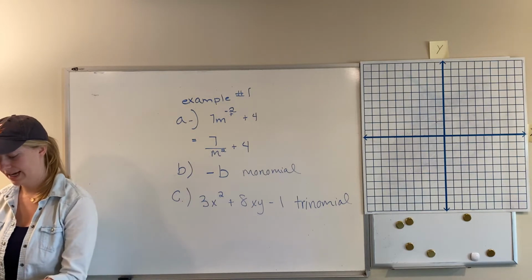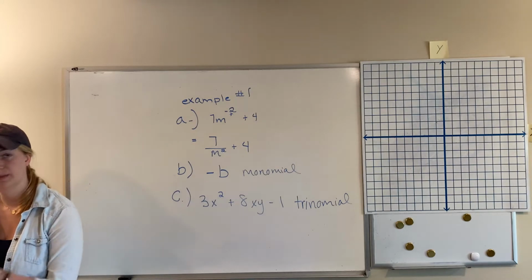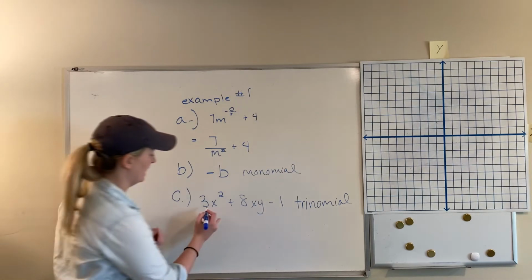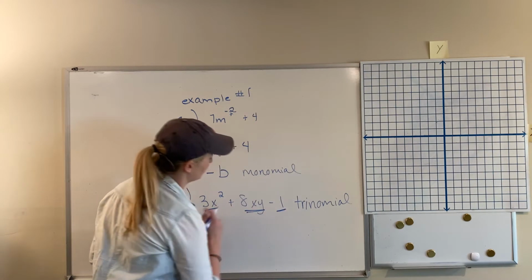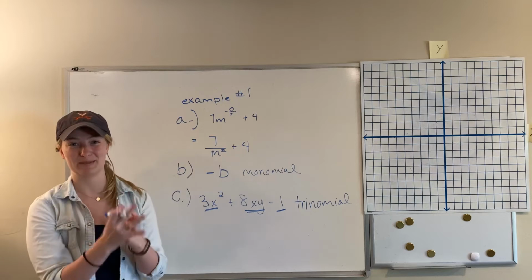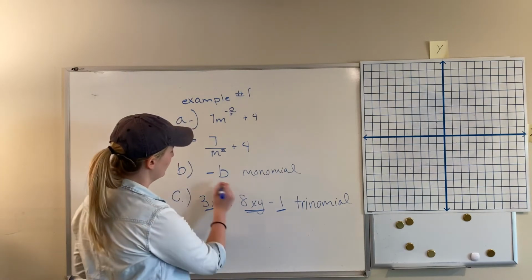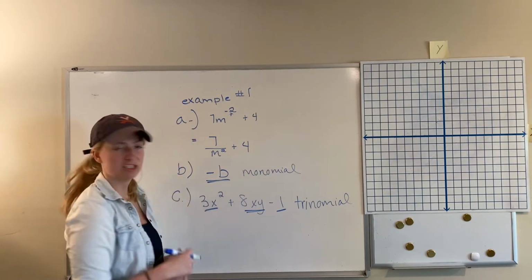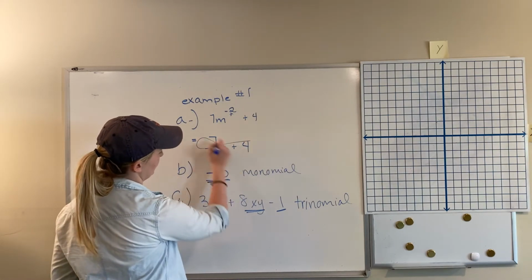Alright, moving on to the next page. Degree. The degree of a term, so a term again is just an individual number. The polynomial is made up of terms. So this part, this part, this part, they're each a term. Negative b is just one term.